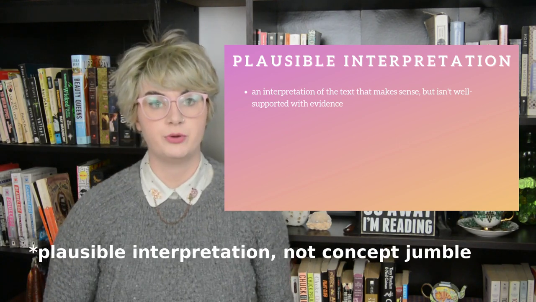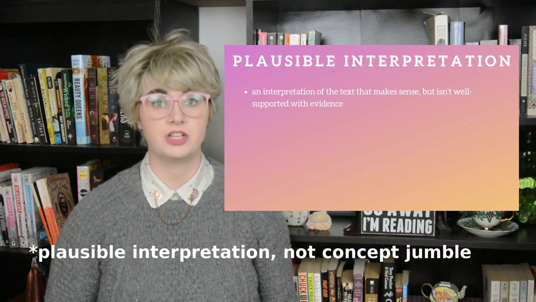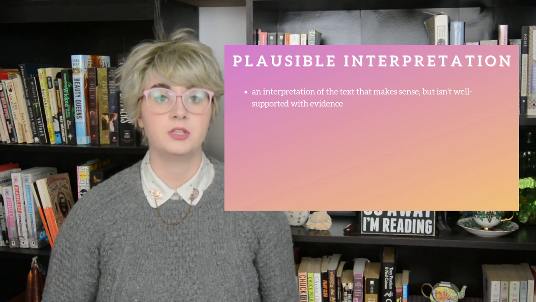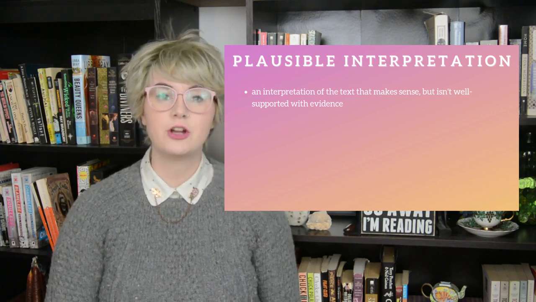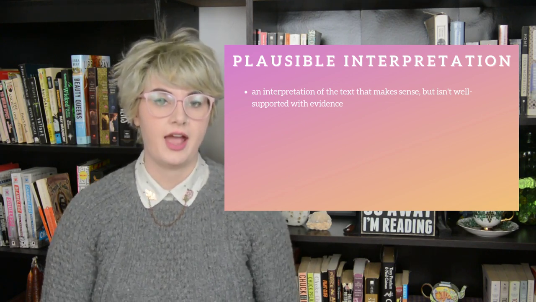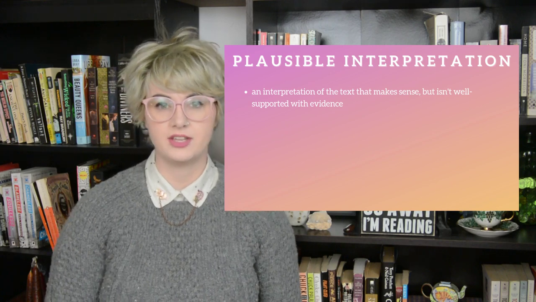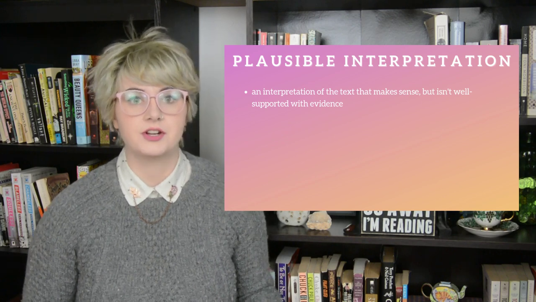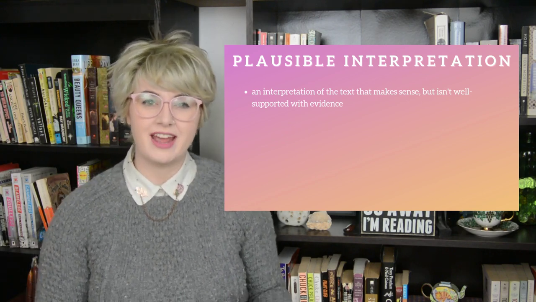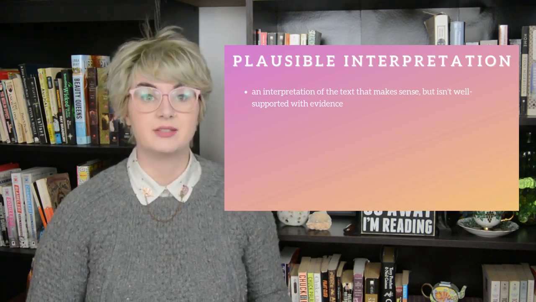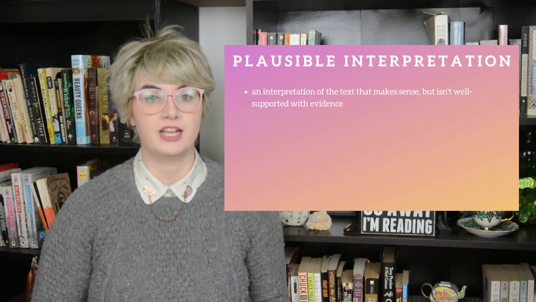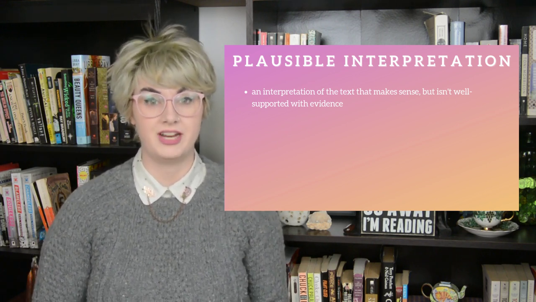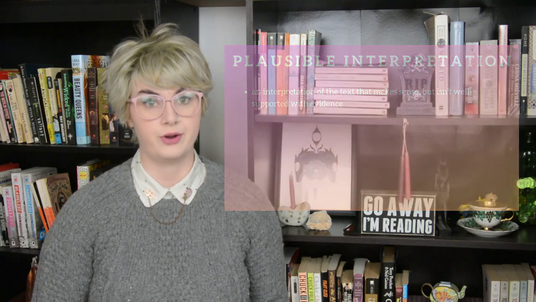So a concept jumble is something that's going to be an interpretation that makes sense, but that ultimately isn't supported in the text. So if you're struggling to choose between two answers, and one of them sounds like it could be true and maybe is a more literary answer or something like that, but you can't quite find evidence in the text, it's probably a plausible interpretation. You will always find concrete evidence in the text to support the correct answer.